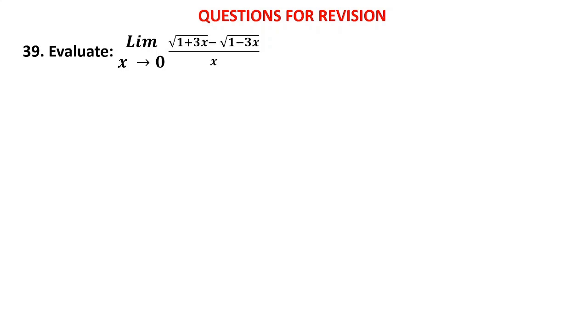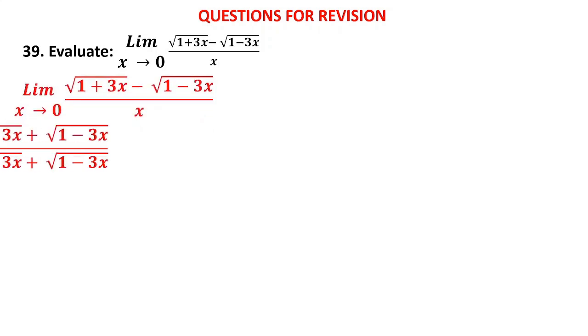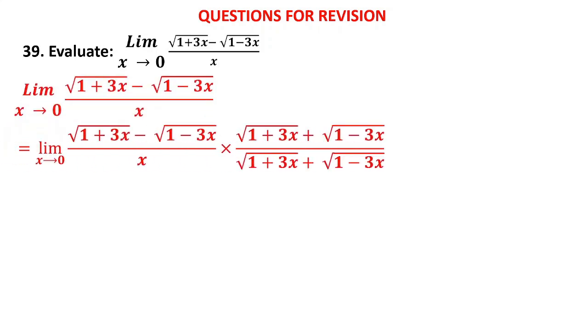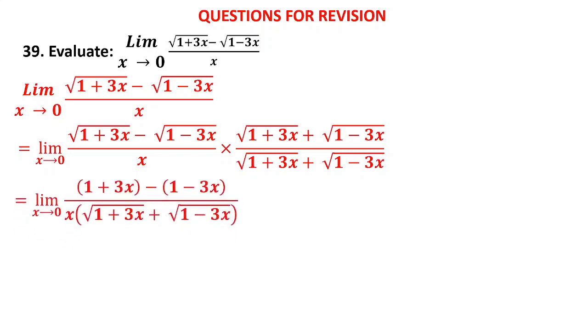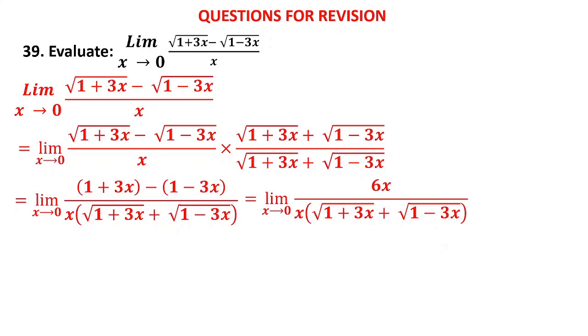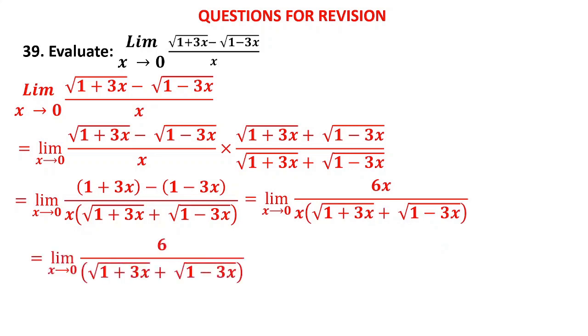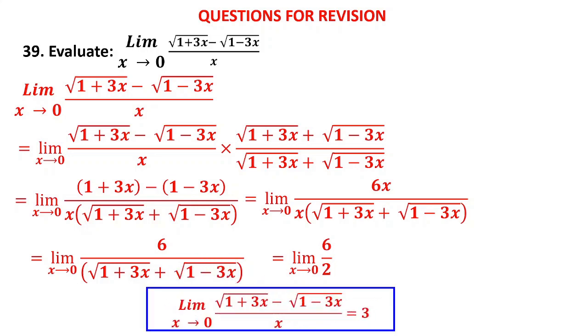Now we go on to question number 39. You have to evaluate this limit. This limit is to be evaluated by rationalizing: multiply and divide by square root of 1 plus 3x plus root 1 minus 3x. Numerator will become a square minus b square, therefore 1 plus 3x minus 1 minus 3x. Numerator will become 6x. X and x will get cancelled. Now you can directly substitute x is equal to 0 because the denominator is not going to 0. Therefore 6 divided by 1 plus 1, therefore 6 by 2. The answer is 3. This is done by rationalizing the numerator.